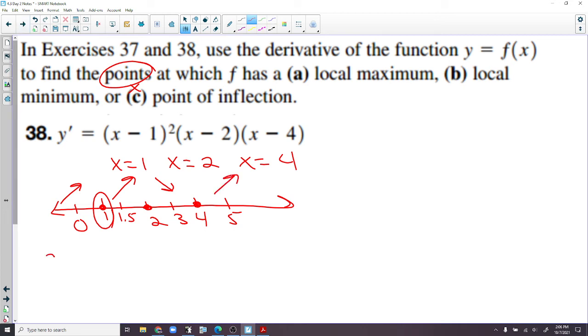So A, local maximum at x equals 2. B, a local minimum at x equals 4. And the point of inflection happened at x equals 1. And again, I know it's a point of inflection because it's a polynomial. It's not some crazy function that we have to worry about. Can't really find points like they say, so it's not worded very well. They mean x values. Everybody good?